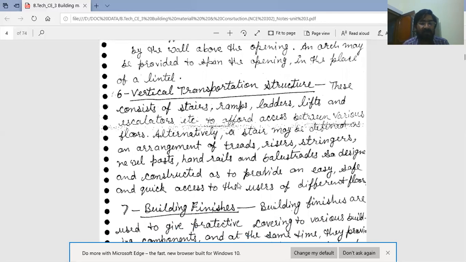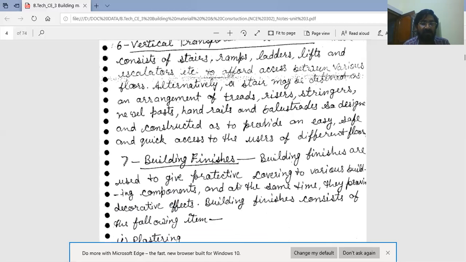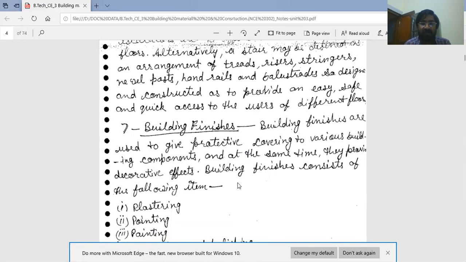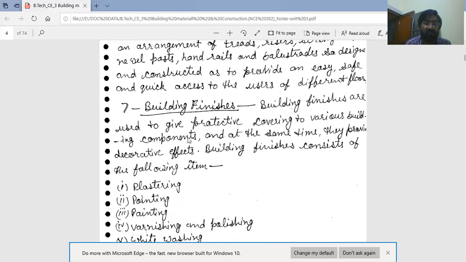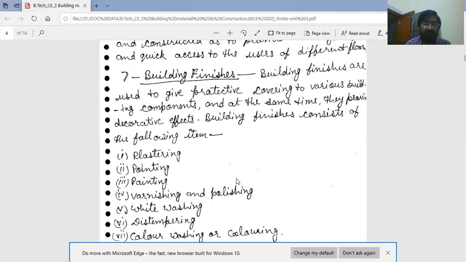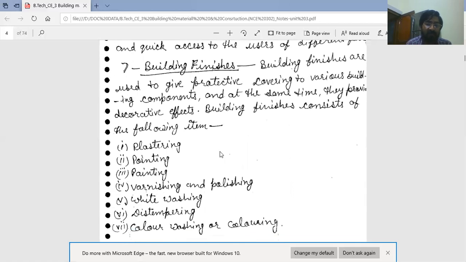And seventh and last component, building finishes. Building finishes are used to give protective covering to various building components and at the same time they provide decorative effect. Building finishes consist of the following items. First is plastering. Second, pointing. Pointing is a technical term discussed in another lecture.